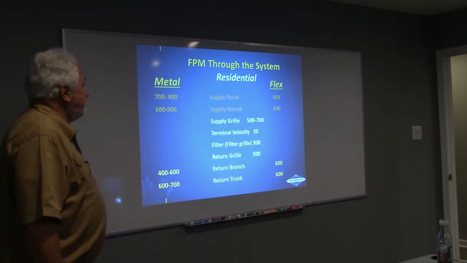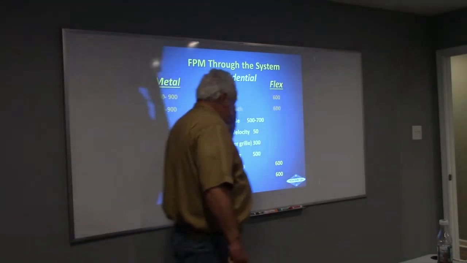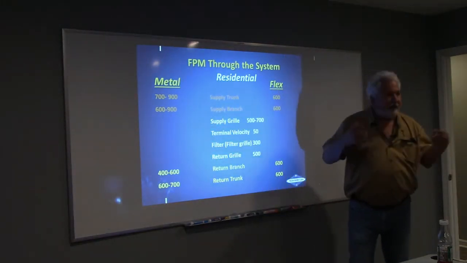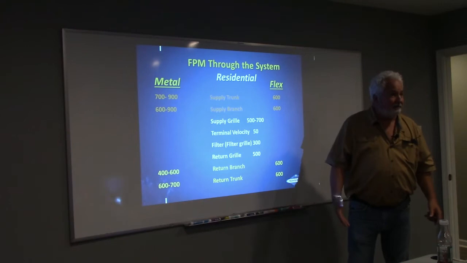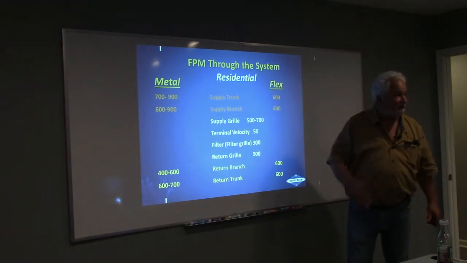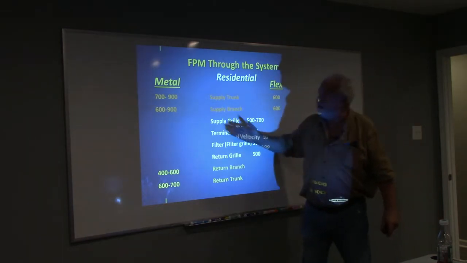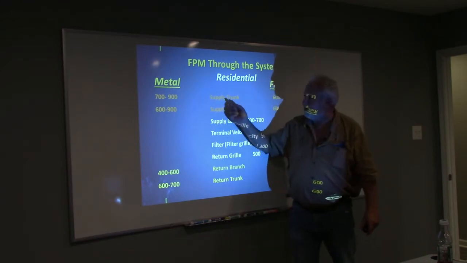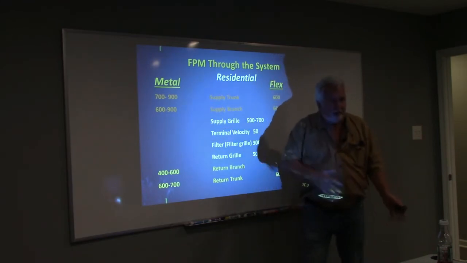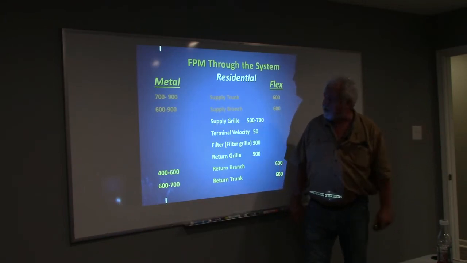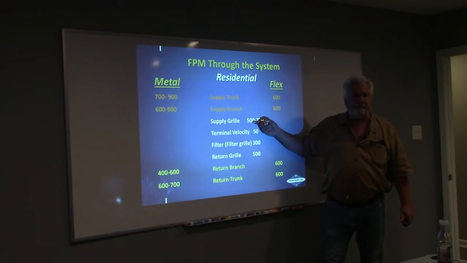So, feet per minute through the duct system. Guys, without being able to tell you how fast the air should be going, it's just kind of a moot point saying it's moving too fast, moving too slow. So if you have metal duct, this is typically the numbers that you would be looking for. Metal duct, supply trunk, 700 to 900 feet per minute. In the supply branch duct, it drops down to somewhere around 600 to 900. Supply grills, 500 to 700 coming out of there.